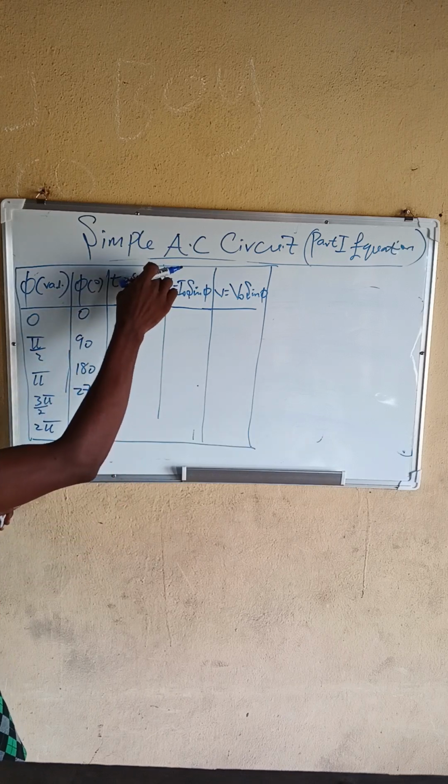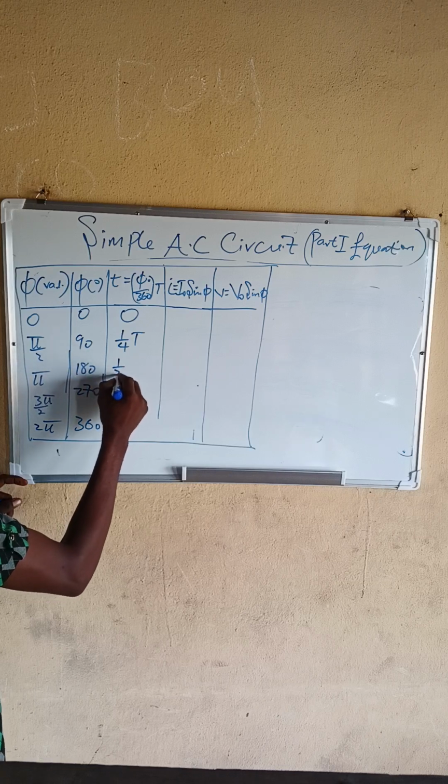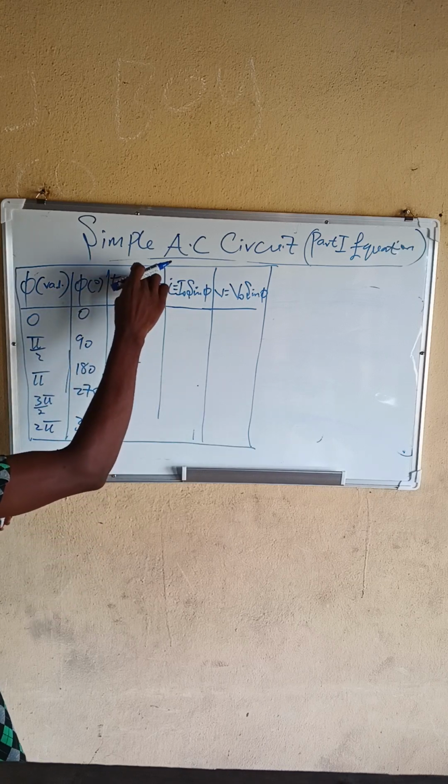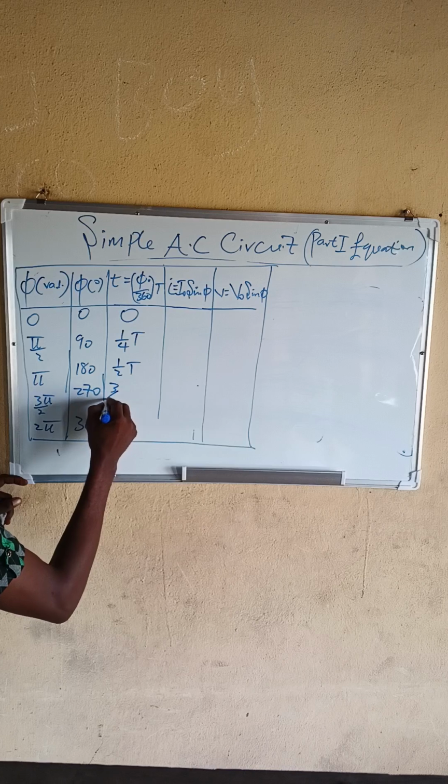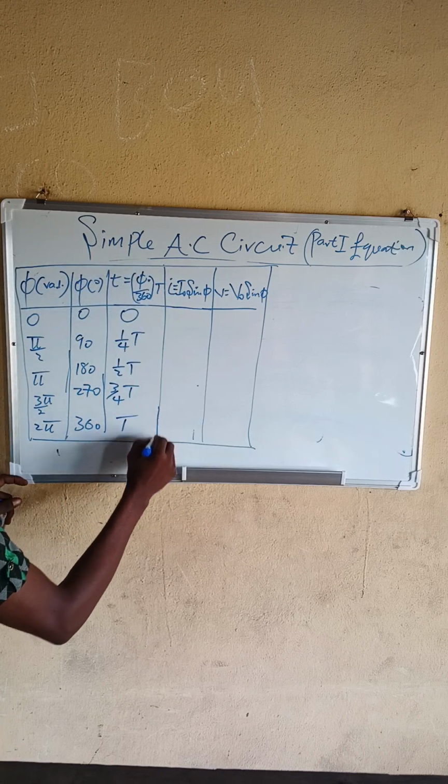Put 180 here, and divide by 360, multiply by this, you're going to have half t. Put this into this place, you're going to have 3/4 t. Put this into this, you're going to have t.